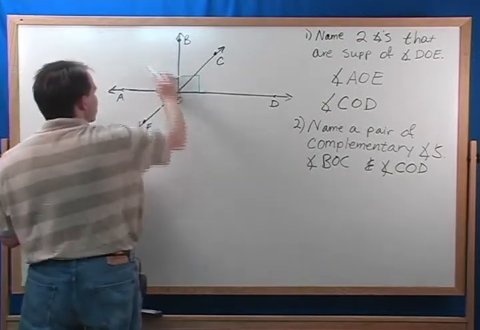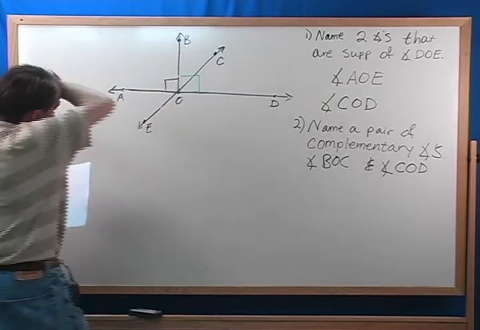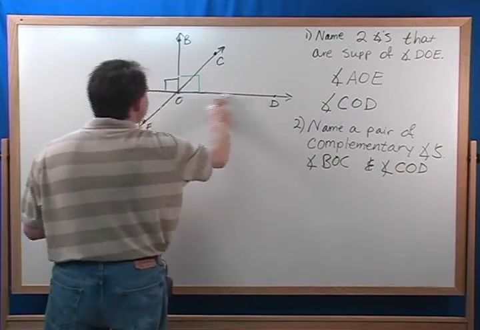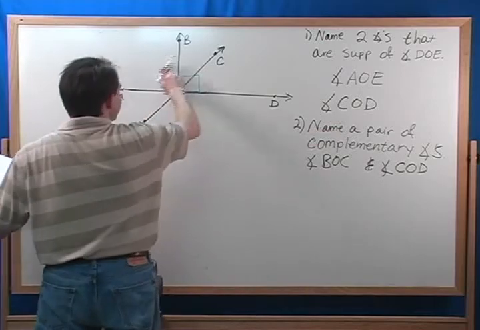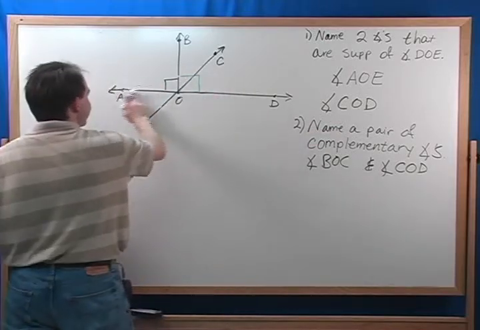But there's no line here, so I don't have an easy way to find two angles here because there's nothing there. But you use the fact that this is 90 degrees and the fact that this is just a straight line, it's a straight angle, which is always equal to 180 degrees right here because this is just a straight line. It's called a straight angle.